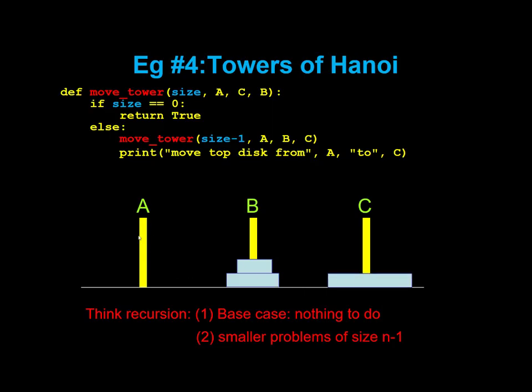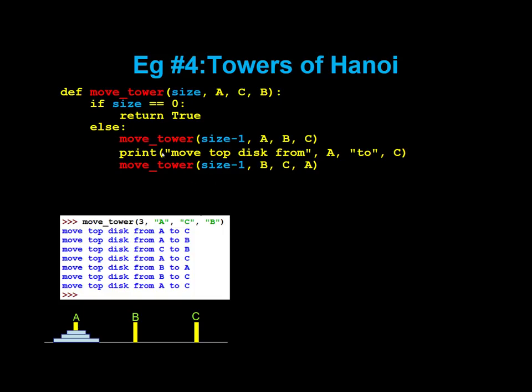And this leaves A empty. The smaller problem is then to move these n-1 disks from B to C. So we have move from B to C using A as the intermediary. Again, as to how this is moved, we leave it to the recursion and we are done. When you run this code with move tower 3 disks from A to C with B as the intermediary, you get these lines of outputs.